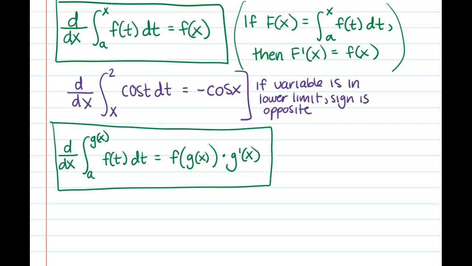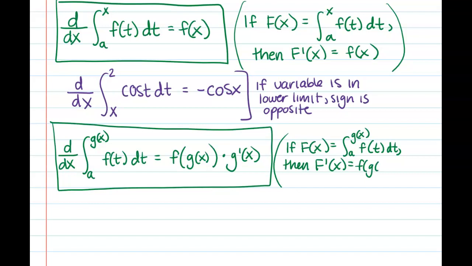And again, there's the other one where we say if uppercase F of x equals the integral from a to g of x of f of t dt, then F prime of x equals f of g of x times g prime of x. Again, the ones in the parentheses, don't worry about too much.